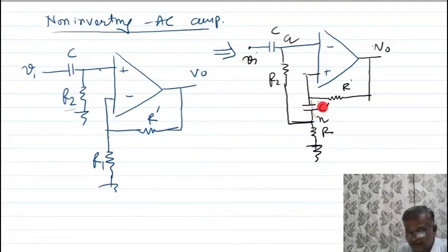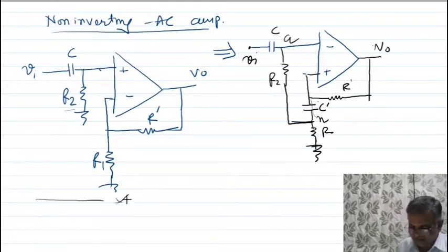So this capacitor offers a very low reactance to the signal at which this circuit is operated. As a result, this potential and this potential are the same. So this does not draw any current, and the overall input resistance of the circuit increases. This is the discussion of the circuit of a non-inverting AC amplifier.